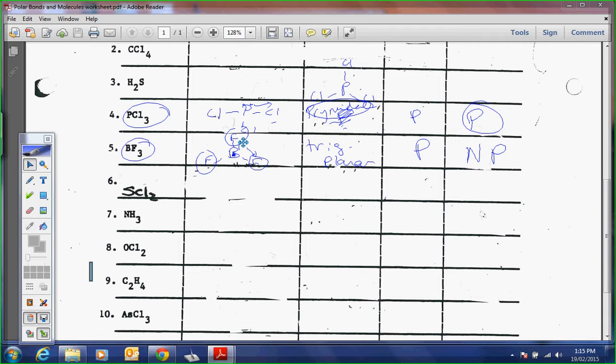And the web is flat. Everybody get it? Can everybody visualize? Can everybody see the differences between 4 and 5 and why the end result is one polar and one nonpolar? Say yes or say no. Yes.